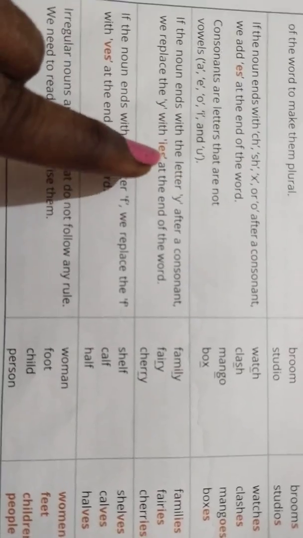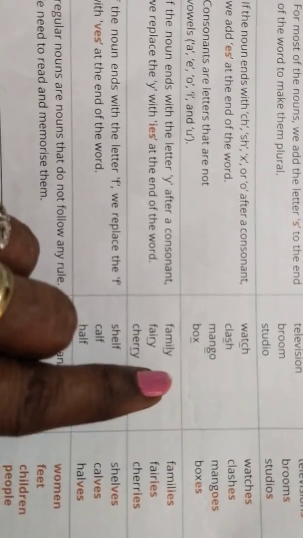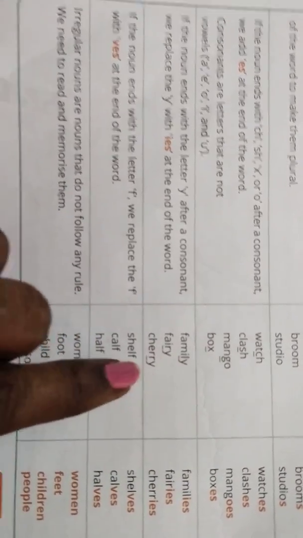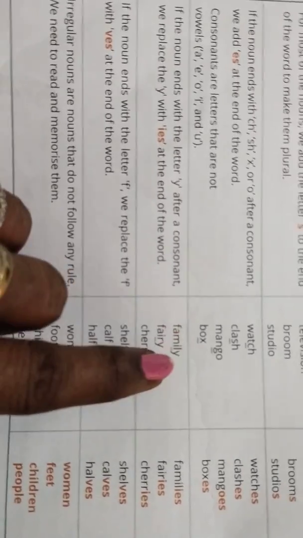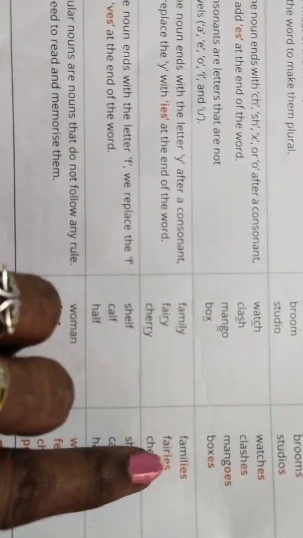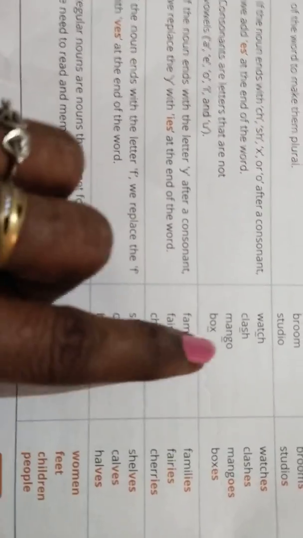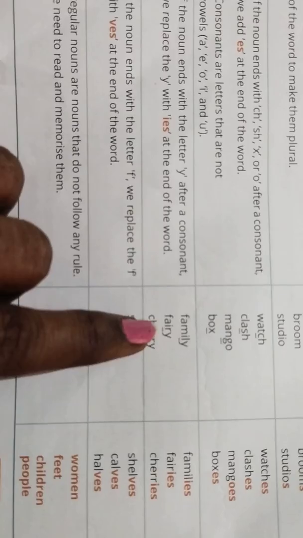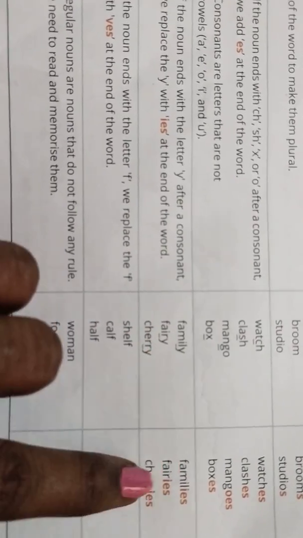The next rule is, if the noun ends with the letter y after a consonant, we replace the y with ies at the end of the word. So you can see family, fairy, cherry are given, so the last letter is y. So you need to replace that. Instead of y, we need to add ies to it. So family, families, fairy, fairies, cherry, cherries.